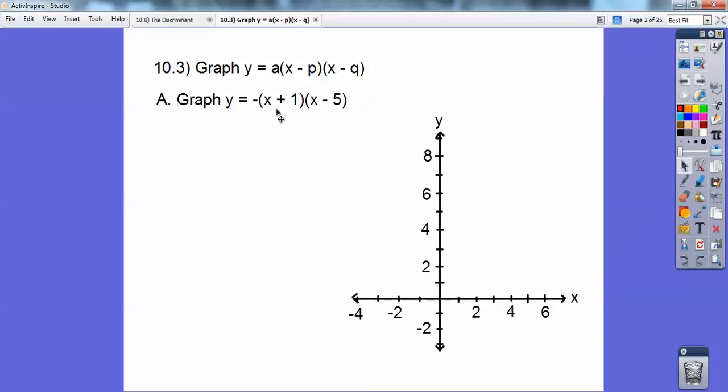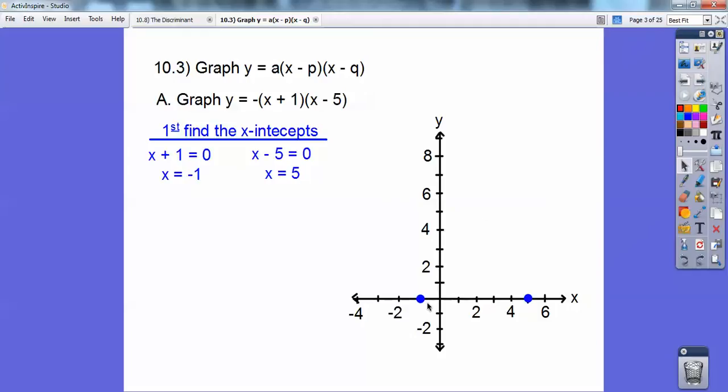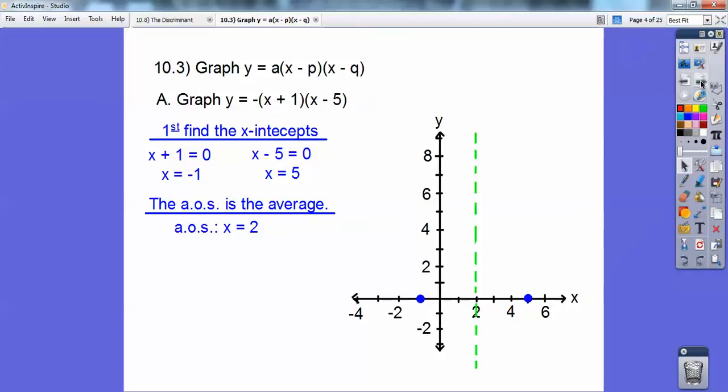So what I'm going to do is just find the intercept, set that equal to 0 and set that equal to 0, and that tells me where it goes through the x-axis. That's the intercept. So here at -1 and +5. When I set x plus 1 equal to 0 and x minus 5 equal to 0, I get -1 and 5. All right, that's easy enough. I know it's going through those 2 points.